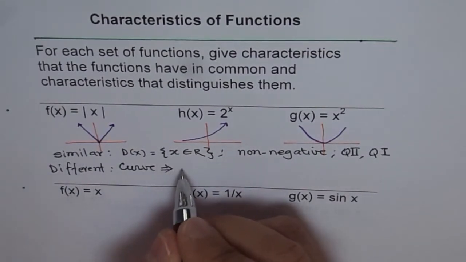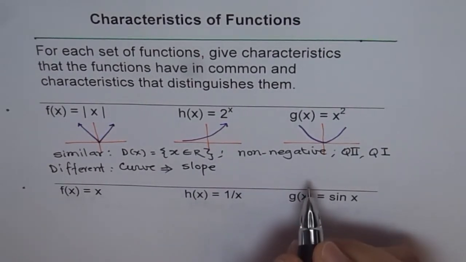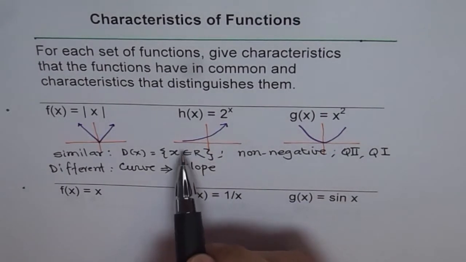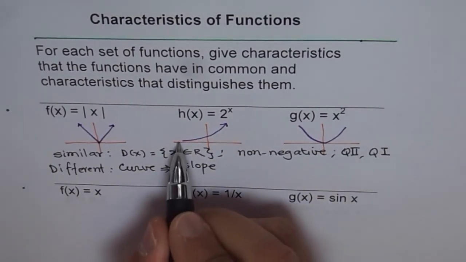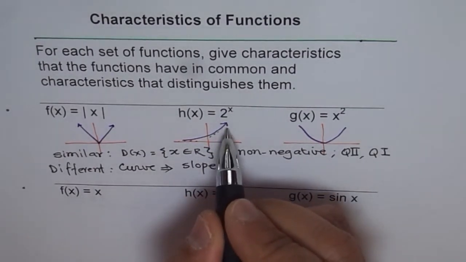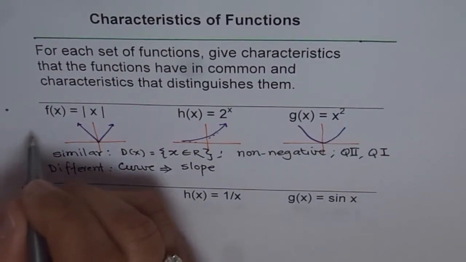So the other is rate of change, or you can say slope. Slope is different for all. Here the slope is always increasing. Do you see that? Slope is always increasing. It goes from 0 almost to positive and more positive. And in this case, as far as slope is concerned, let me write slope here itself, to show you how it is different.